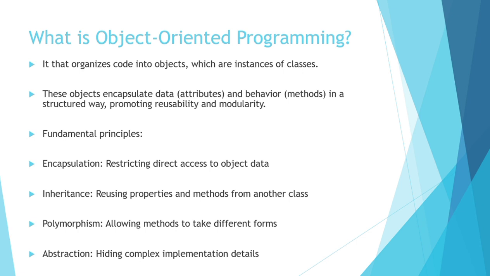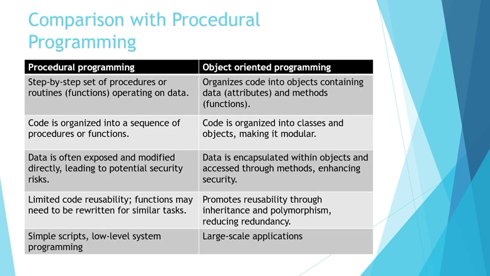By combining encapsulation, inheritance, polymorphism, and abstraction, object-oriented programming provides a structured, reusable, and scalable approach to software development. These principles work together to enhance code organization, security, and efficiency, making object-oriented programming a powerful paradigm for building robust applications. Let's have a look at the comparison of object-oriented programming and procedural programming.